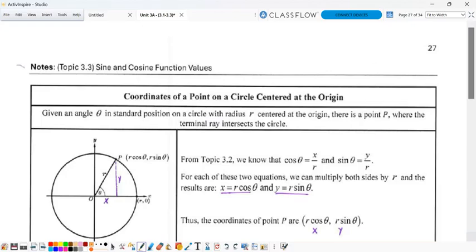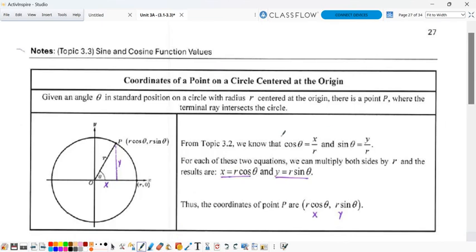In this video, we are going to talk about trig function values of various angles. So let's take a look at what we know from topic 3.2.